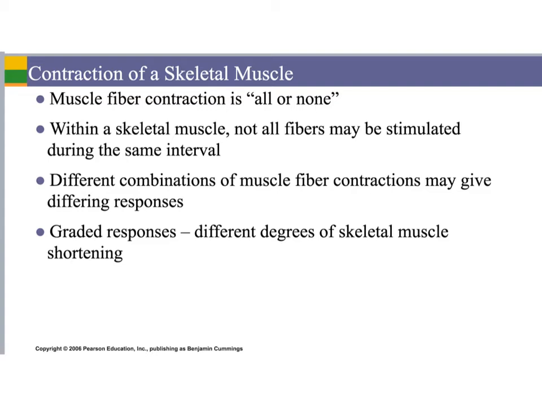And so the more motor units that are activated, the more motor units that are going to stimulate muscle fibers to contract, the more intense the muscle contraction is going to be. And we call those different levels of intensity graded responses. Okay, so we have different degrees of skeletal muscle shortening based on how many motor units are going to be activated for a certain type of response.